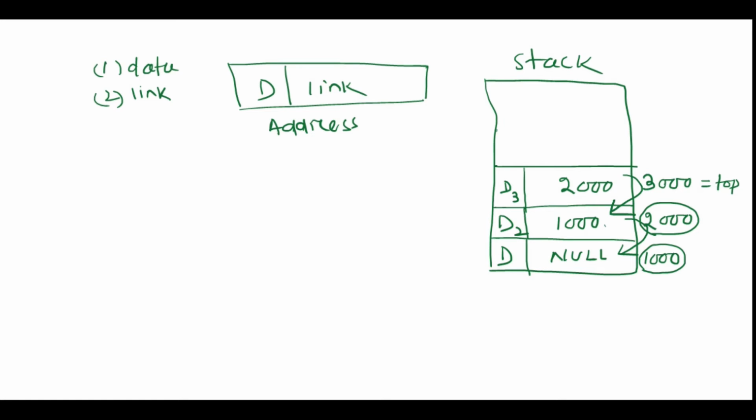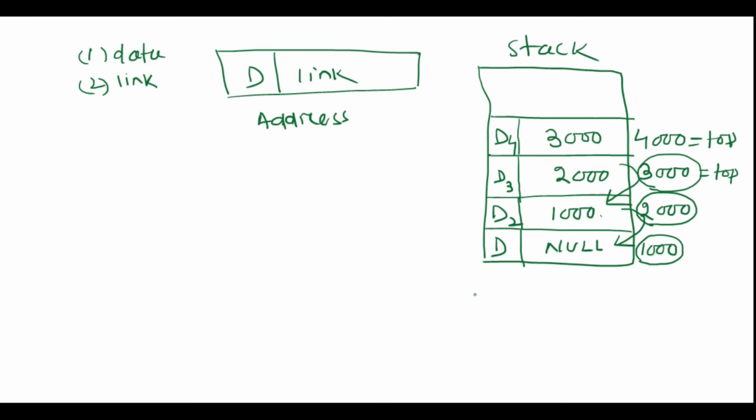Similarly, when you want to insert the fourth element, it has the data D4 and suppose the address is 4000. Now this link will contain the address of the previous node. The address of the previous node is 3000, so this will be 3000. Now this will be the top. So this is called the push operation.